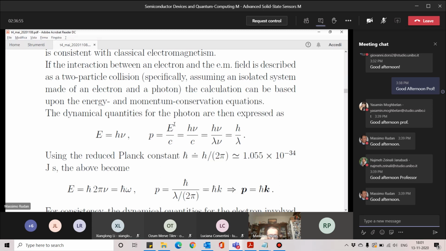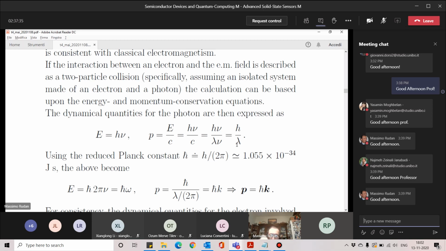Now, the energy is h nu, and you remember that the definition of the wavelength for a radiation is such that the product of the wavelength times the frequency is equal to the speed of light. So we replace c with the product lambda times nu, and then we cancel the frequency, and we have that momentum is equal to the Planck constant over the wavelength. Okay, so this is the momentum of the photon in modulus.